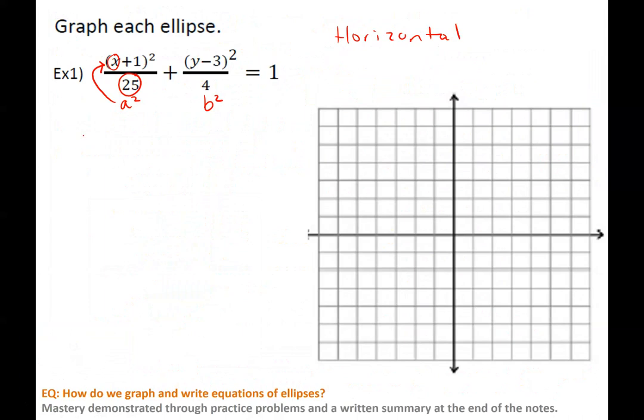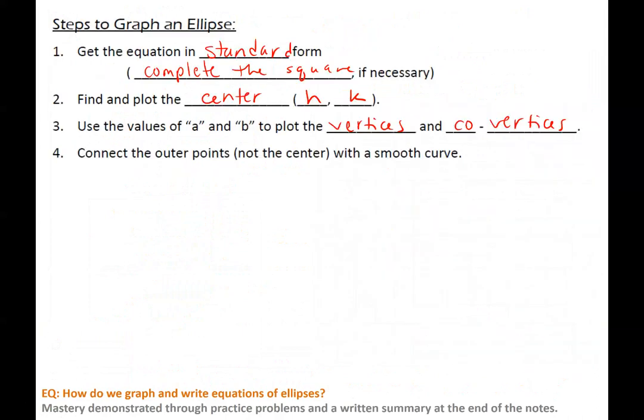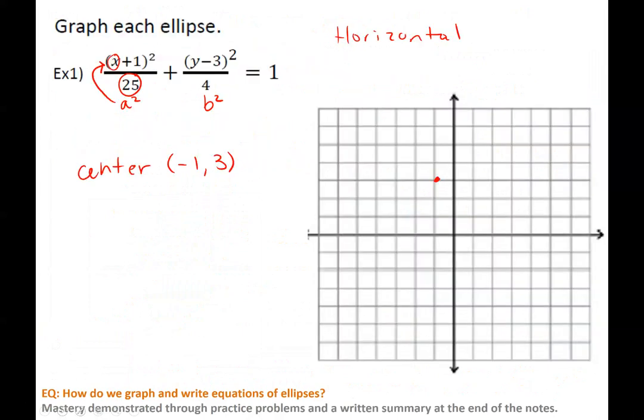Then I have my center. I'm going to move that down just a little bit. We have the center at H, K, which is going to be -1, 3. So on my graph, over -1, up 3. Then once I have the center, I'm going to use A and B to move in the appropriate directions. So that's where it says it, but let's go on.